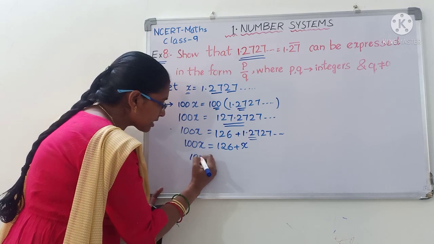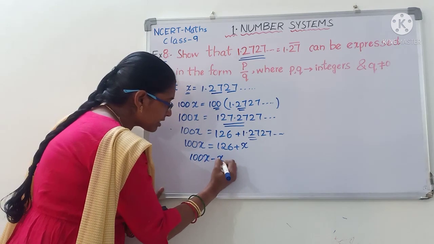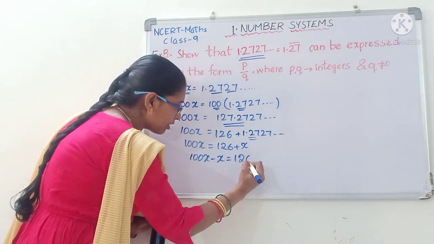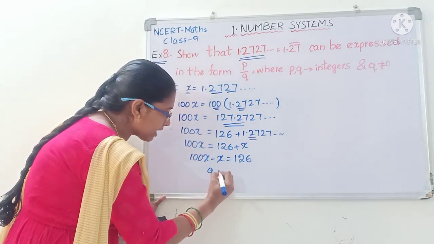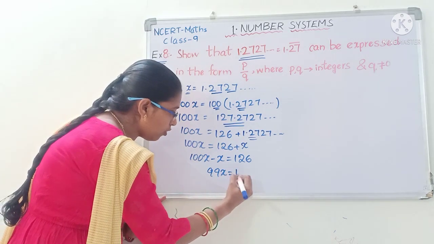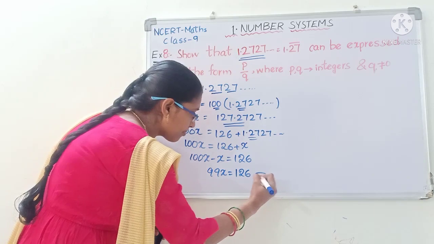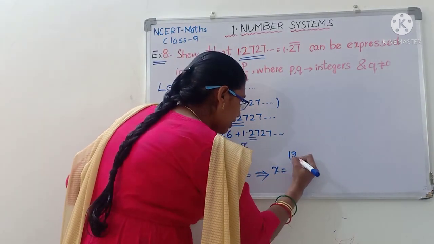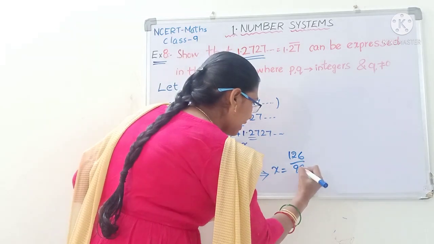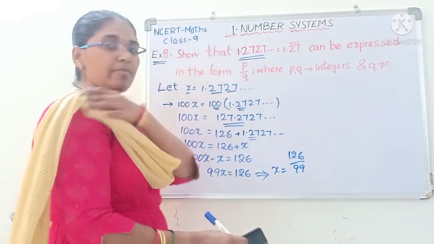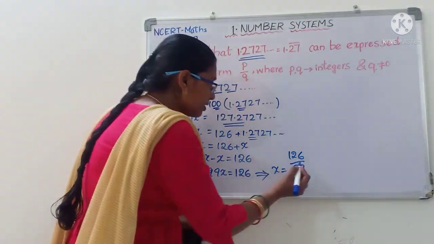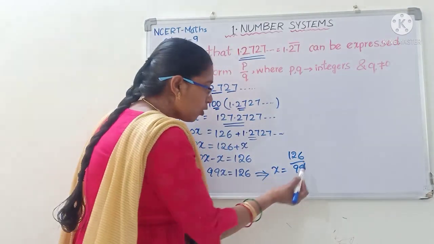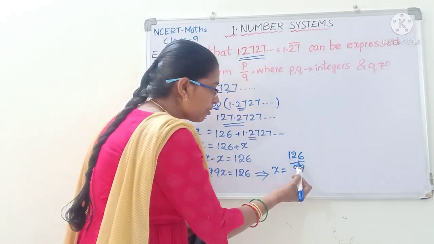100x minus x: x will come to the left hand side. 100x minus x is equal to 126. That means 99x is equal to 126. So x is equal to 126 by 99. Is this divisible by any number, children? Check if it is divisible by 3. How should you check if it is divisible by 3 or not?